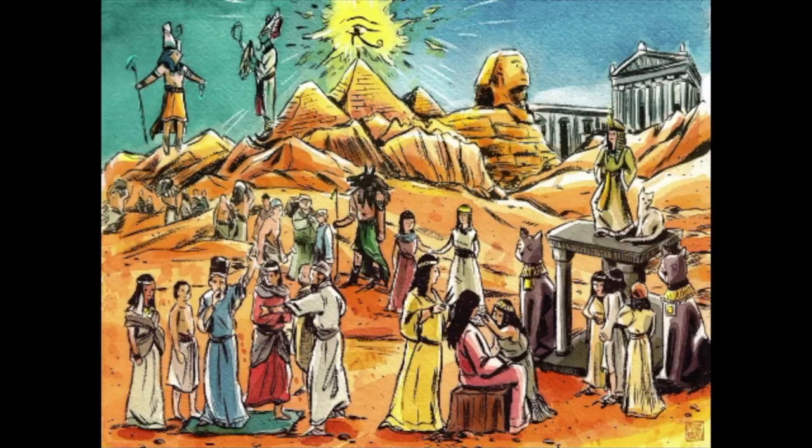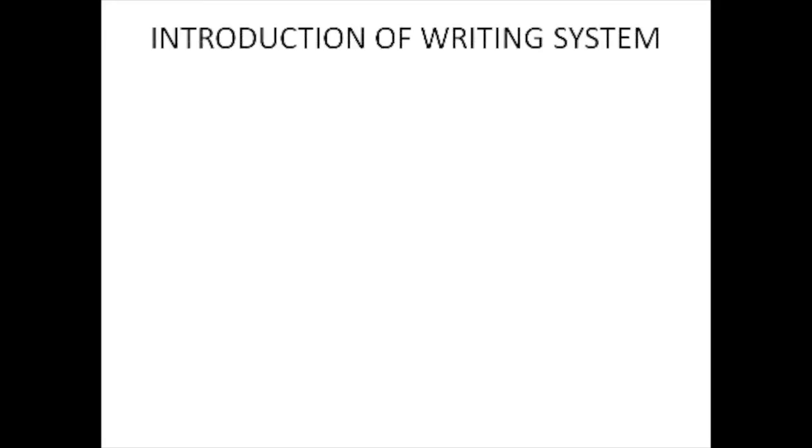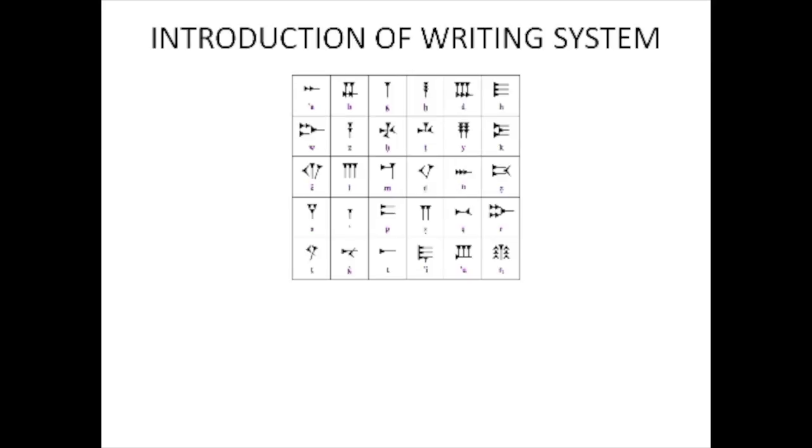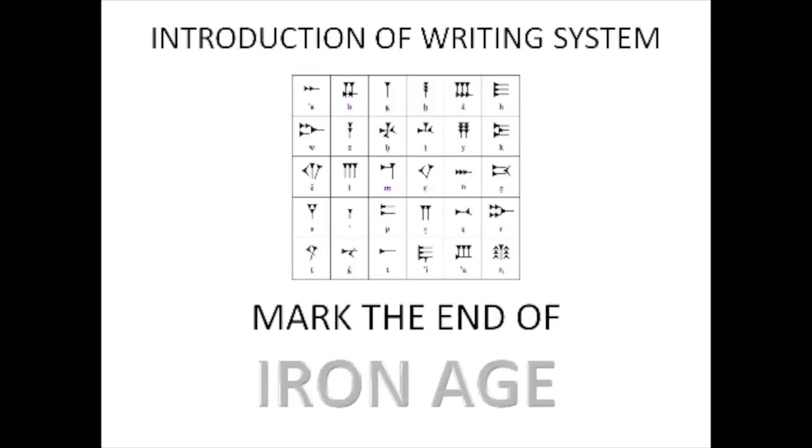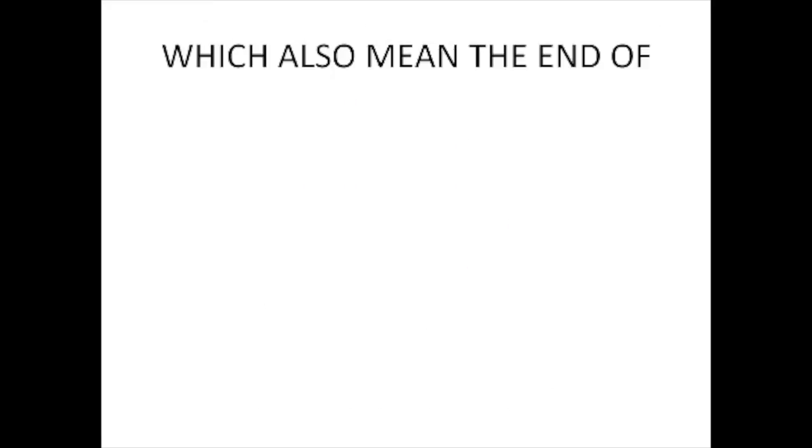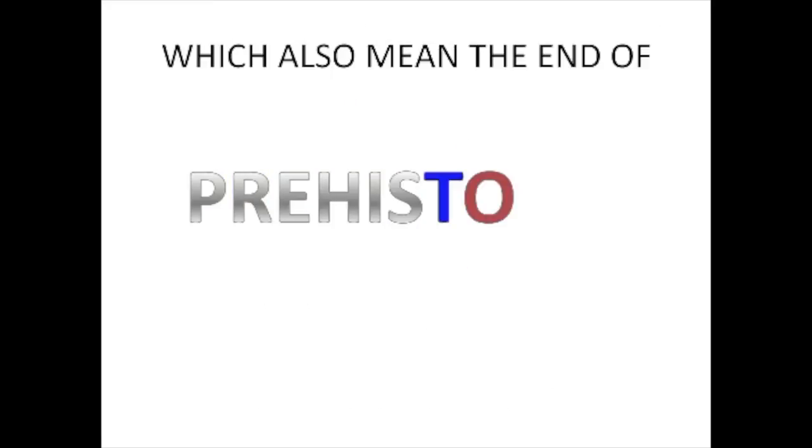After living in prosperity for a while, people at that time realized that it was important to record important events. So they invented a writing system. With this introduction, the Iron Age marked the end of its era, which also means the end of prehistoric time.